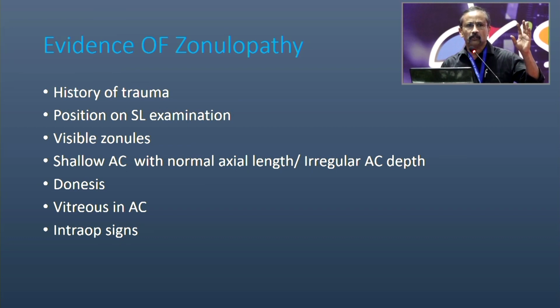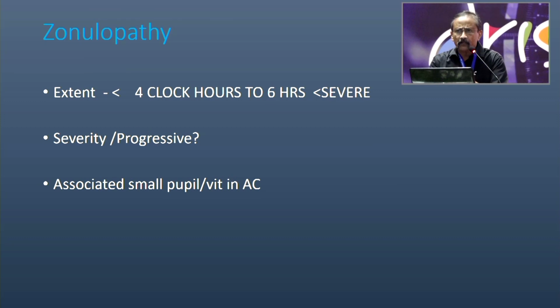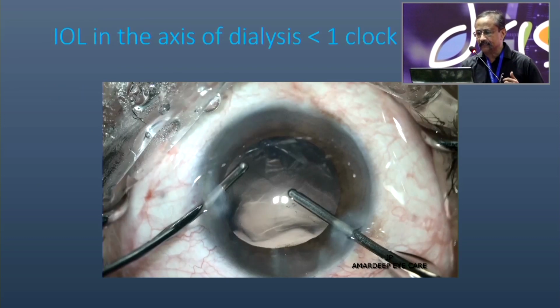Of the 140 to 180 zonules in each eye, at least some are weak. So whenever you address zonulopathy, you look at its extent. Is it less than 4 clock hours? Or is it up to 50%? Or is it really severe? And you also look at whether the zonulopathy is progressive or not, like in pseudoexfoliation syndrome, where the disease continues its course over the lifetime of the patient. And of course, you have associated issues like small pupil and vitreous in the anterior chamber.